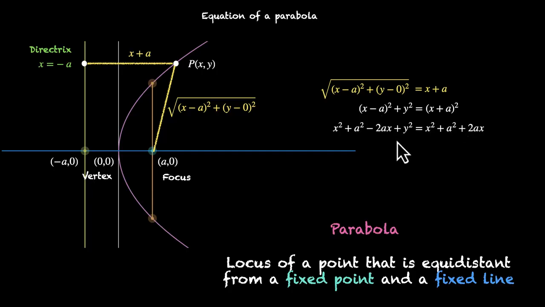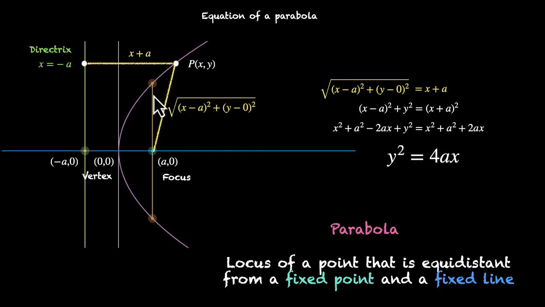Can we cancel a few things? Yes. x squared cancels, a squared cancels. We're left with y squared here, and this 2ax moves to this side. We have y squared is equal to 4ax. And that's it. We have just derived the equation of this parabola. This parabola is a rightward facing parabola whose vertex is at the origin and the axis is the x-axis. So this is our equation of this parabola.